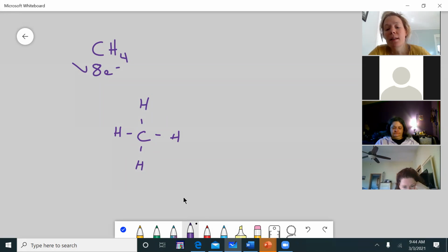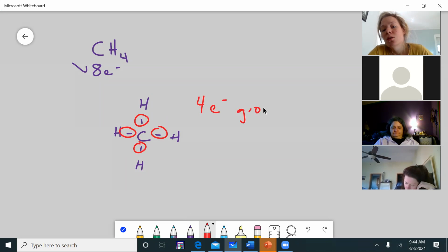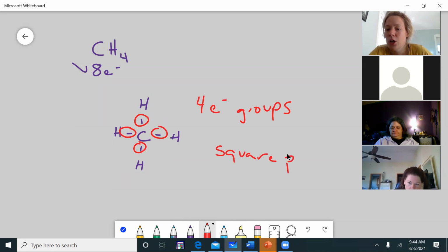Okay. So how many electron groups do I have in this structure? We'll go to the central atom and see how many areas of negativity there are. 1, 2, 3, 4. 4 electron groups. So a lot of times we will look at this and think, oh, okay, so this is something like square planar. Or there's like 4 groups and it's on a flat piece of paper. That is not what's happening here, okay?